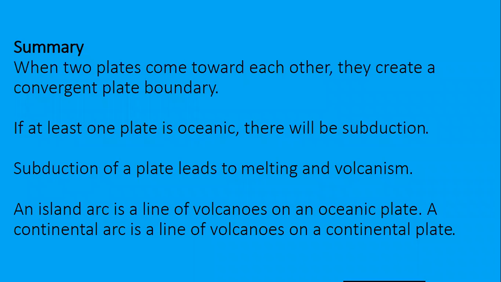So to summarize, when two plates come together towards each other, they create a convergent plate boundary. If at least one plate is oceanic, there will be subduction. Subduction of a plate leads to melting and volcanism. An island arc is a line of volcanoes on an oceanic plate. A continental arc is a line of volcanoes on a continental plate.